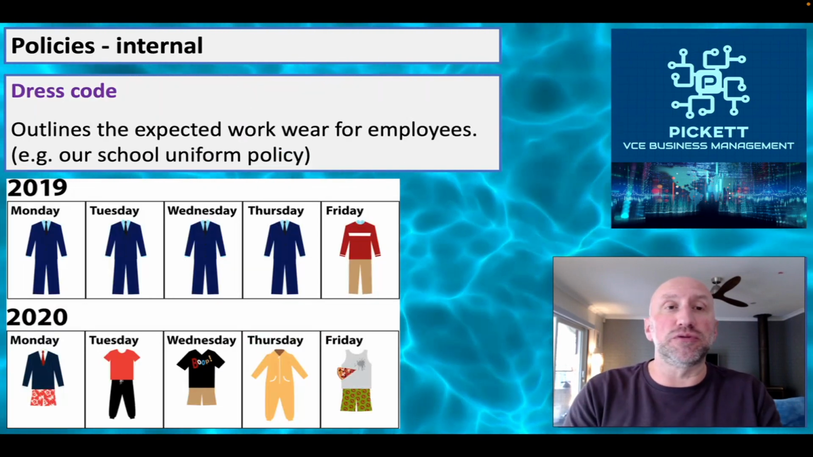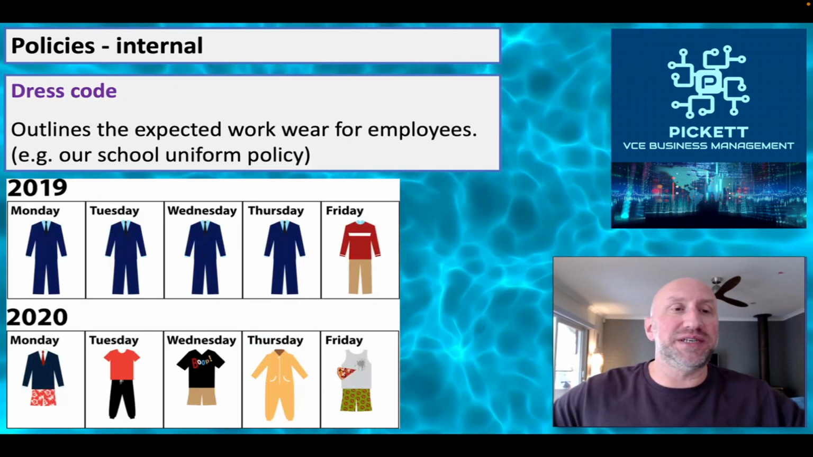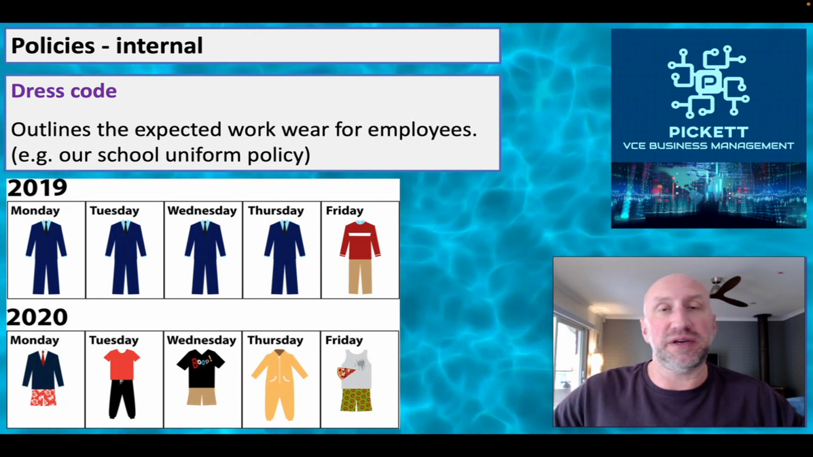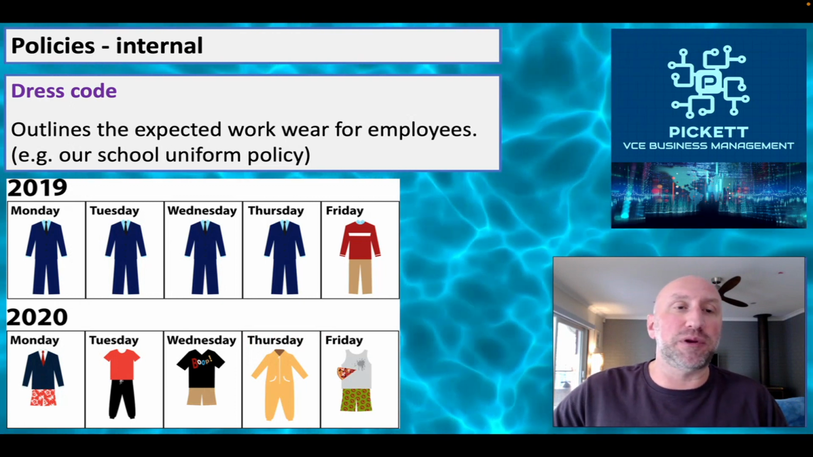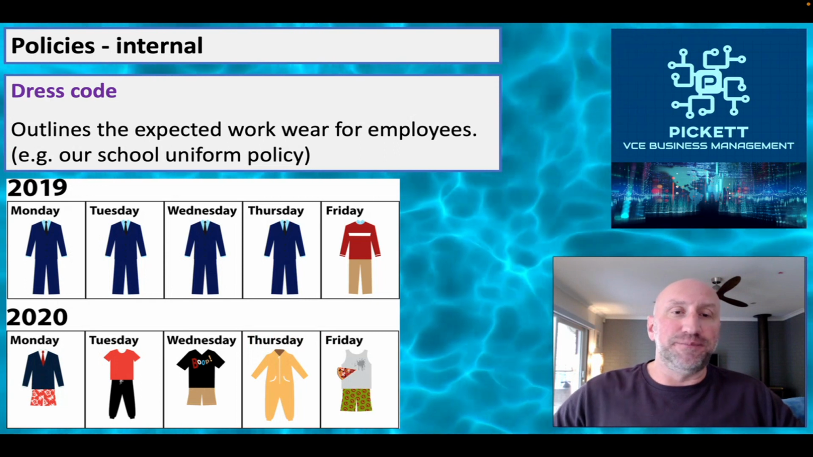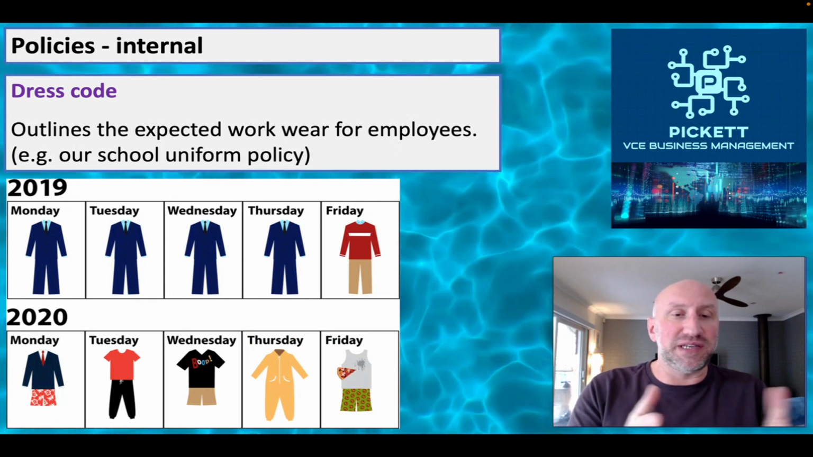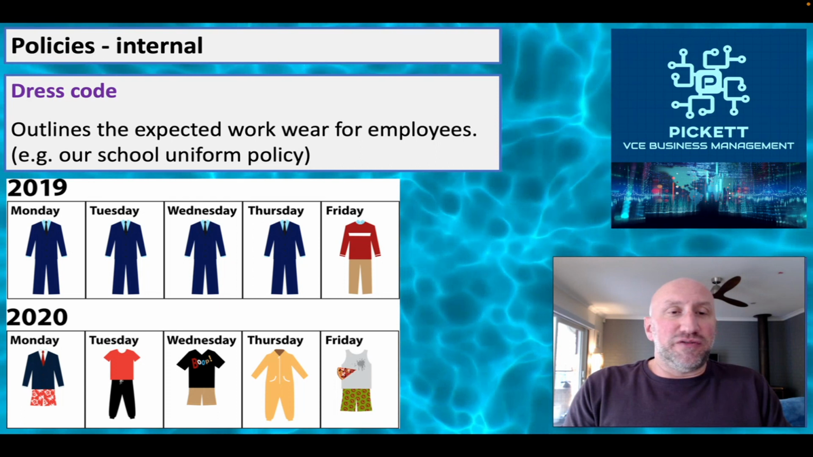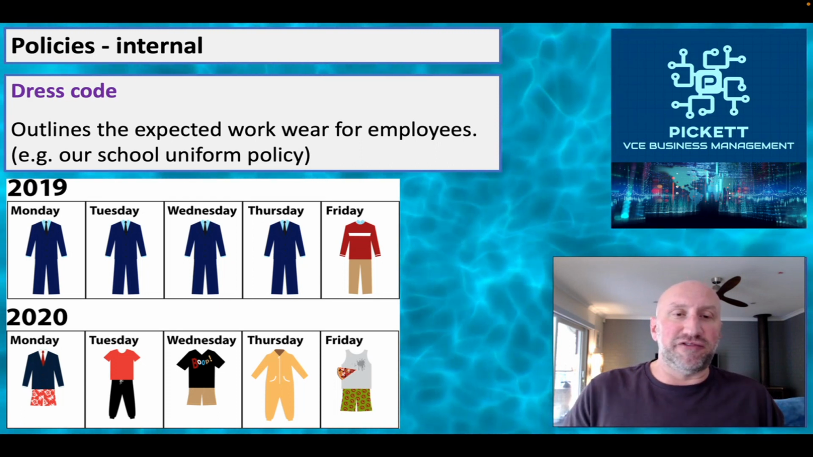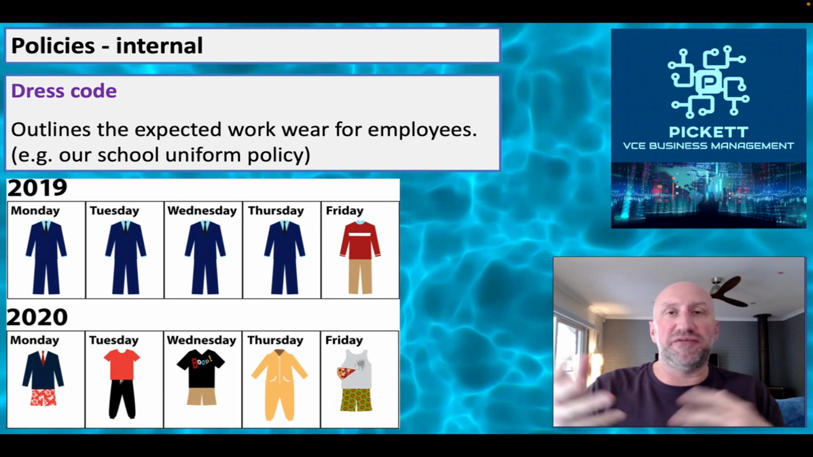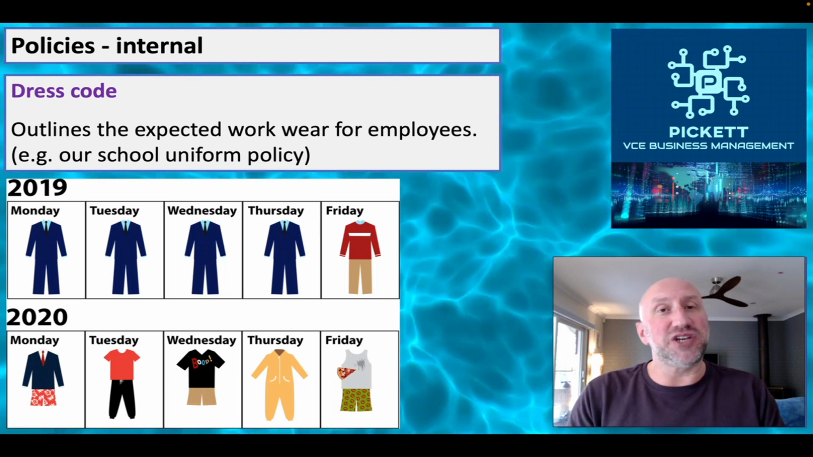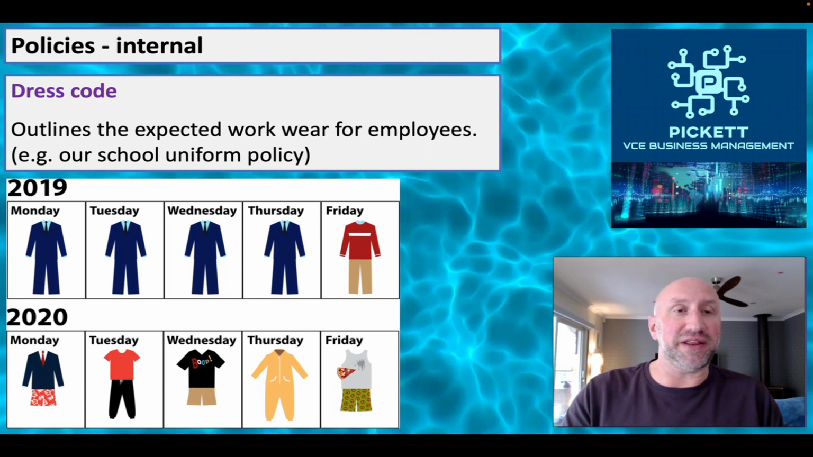So just some examples of both types to give you an idea. An example of an internal policy might be a dress code, okay? That outlines the expected workwear for employees. Our school uniform policy is an example of that. That little graphic there, I quite like that. Obviously, that's reflecting on 2019 moving to 2020, COVID and working from home, where people were dressing up for the office, and suddenly they were working from home and they ended up basically working in PJs. So yeah, I quite like that little graphic there.